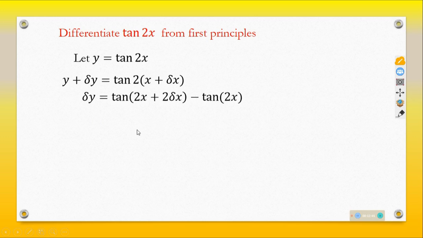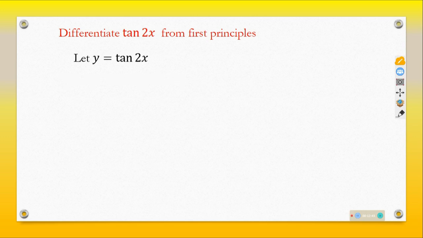Then it means if y is equal to tan 2x, an increment in x will bring about an increment in y. So that implies y plus delta y will give us tan of 2 times (x plus delta x).